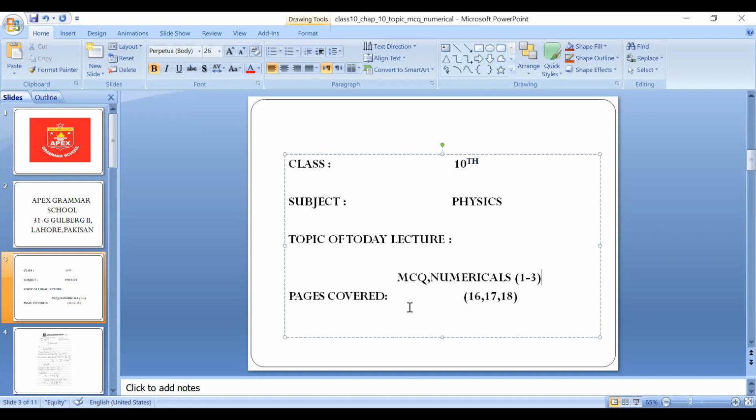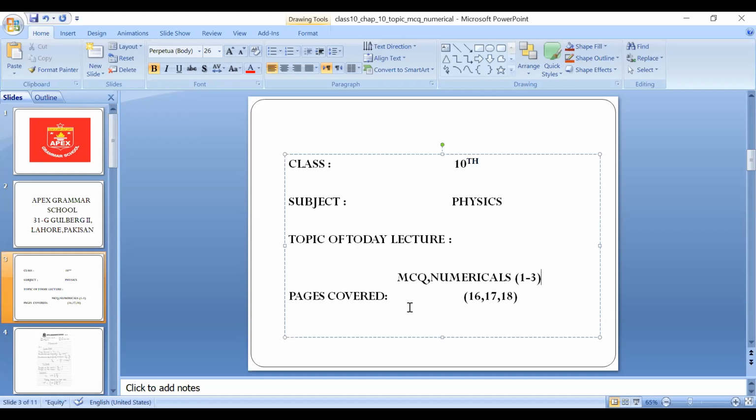The third MCQ is: which of the following devices can be used to produce both transverse and longitudinal waves? A, a string; B, a ripple tank; C, a helical spring; or D, a tuning fork. The right choice is a helical spring, which is choice C. MCQ number 4: waves transfer. A, energy; B, frequency; C, wavelength; D, velocity. So our answer is A, which is energy.